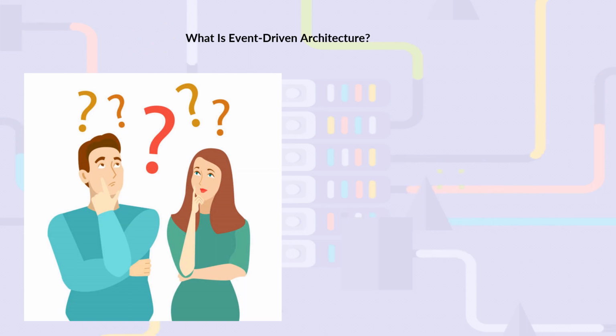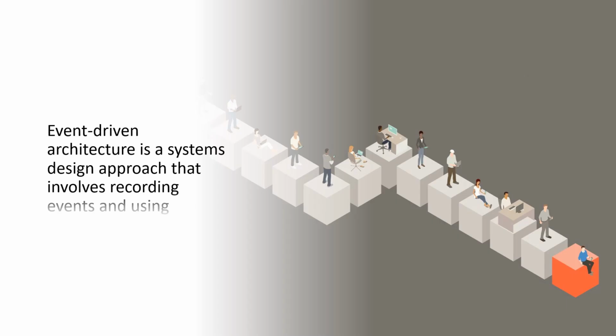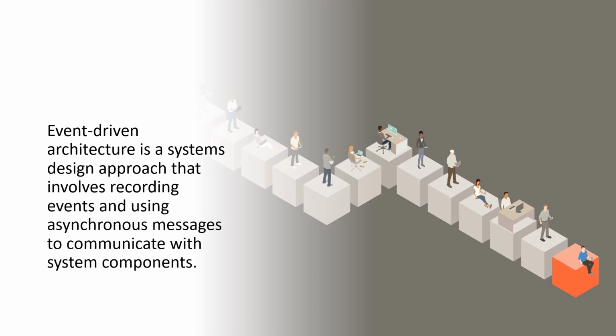So, what is event-driven architecture? Event-driven architecture is a system design approach that involves recording events and using asynchronous messages to communicate with the system components.